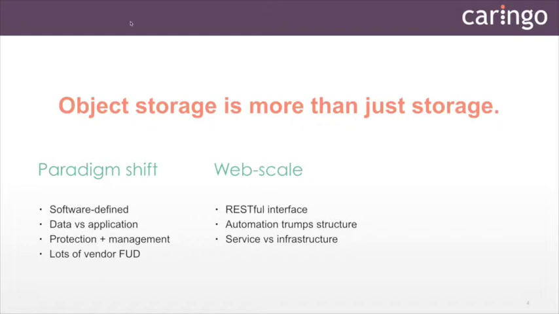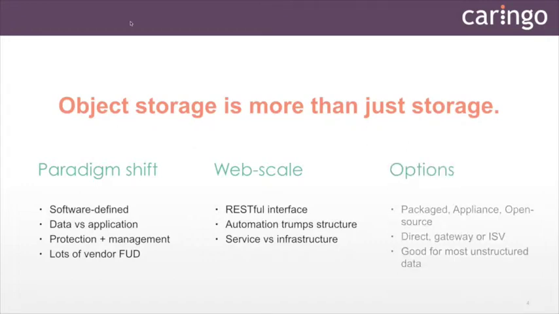You're continuously evolving both applications and hardware underneath the software. That's a benefit that object storage gives you. And there's a lot of options. You have your choice of going with a fully packaged software solution, an appliance, or open source. You can integrate directly to a vendor's API, or choose one of the many gateways out there. A lot of ISVs have also integrated access to a lot of the major vendors directly into their applications.